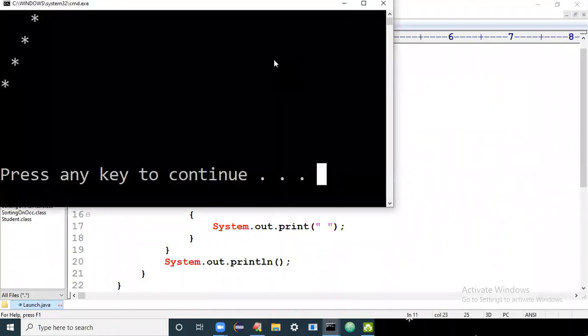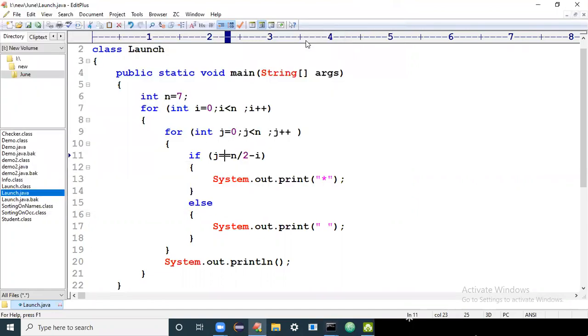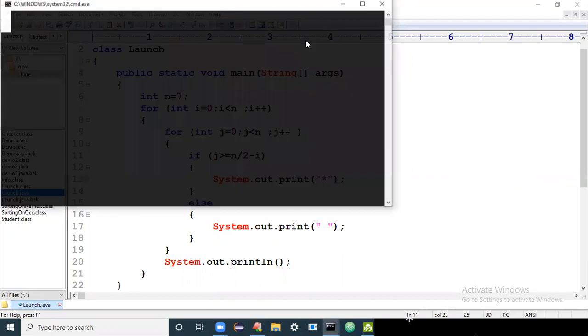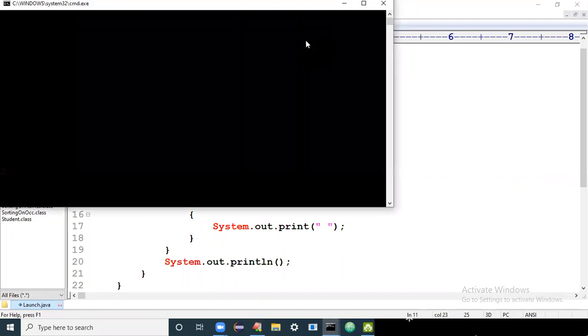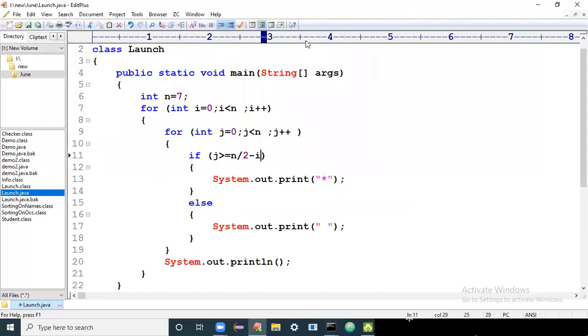From that line, tell me, do I want to print right side or left side? Yes, I want to print right side. If I want to print right side, I have to write j is greater than or equal to n by 2 minus i. Like this. But if I write this much, don't you think I still have to cut my pattern? Whenever you have to cut your pattern, the logic is you have to use the AND operator.